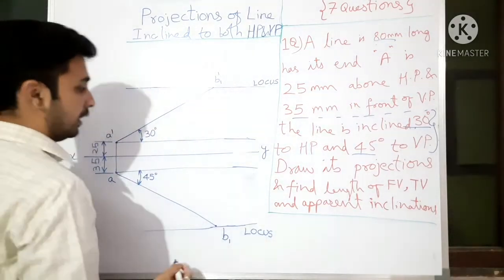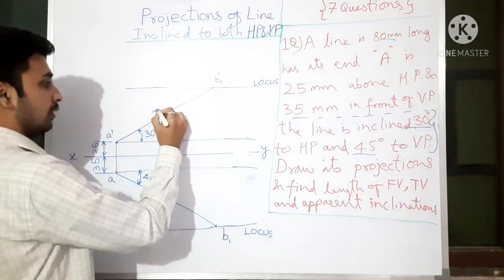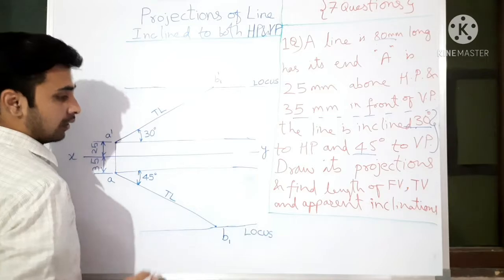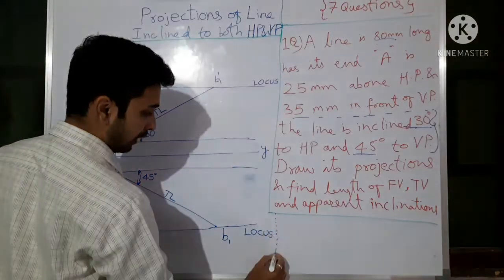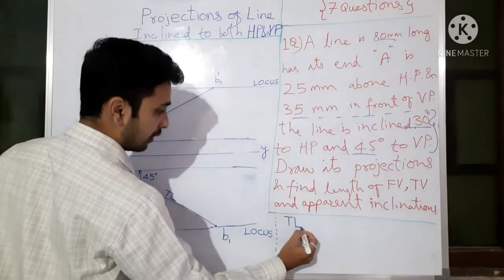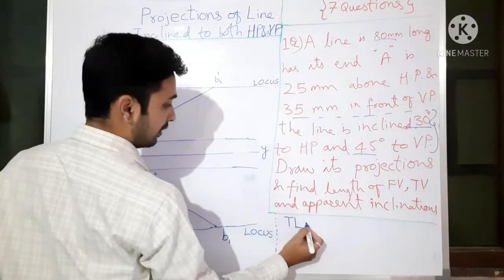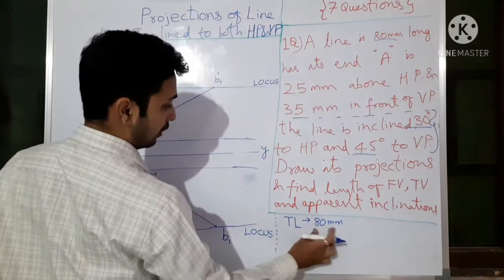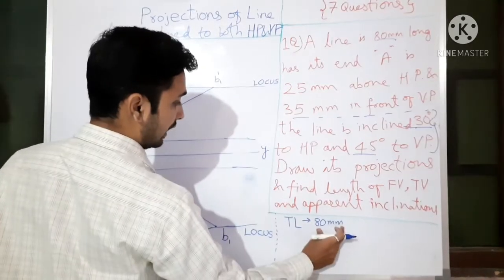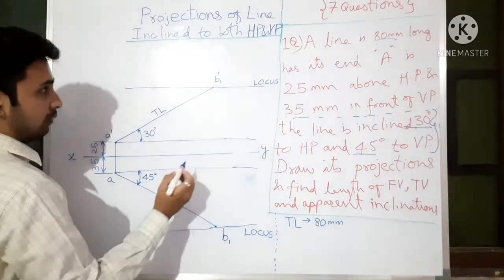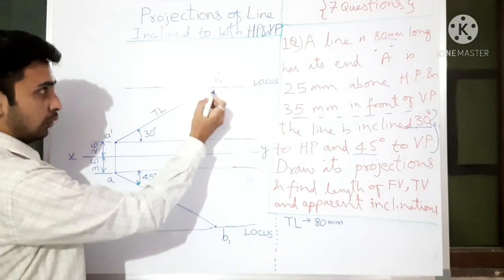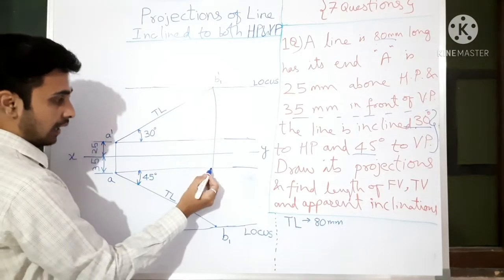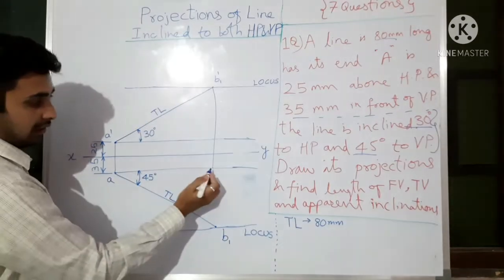Now this is what true length means, the actual length of the line. Some notations are there, I will show you here. TL means true length. As per the question it is given as 80 mm. In this question true length means actual length, which is 80. Now whenever you have true length, you need to project. Remember, true length will be projected up to where? Up to this base, this level.